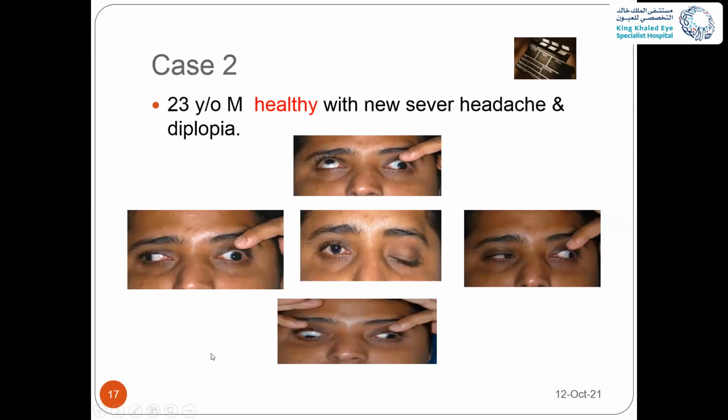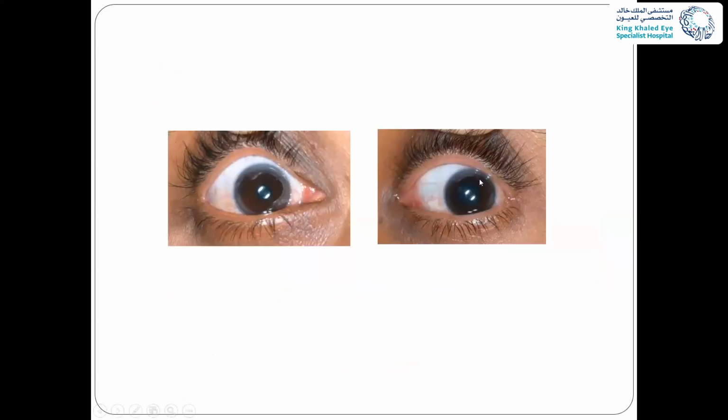What we are dealing with here is a third nerve palsy in a young 23 years old complaining of severe headache. Actually, the pupil here was dilated. I don't know whether it's clear, but this is the pupil, and here the pupil is dilated. So we have here a young patient with dilated pupil and complete third nerve palsy with severe headache.